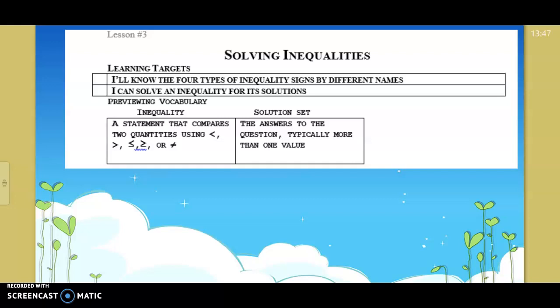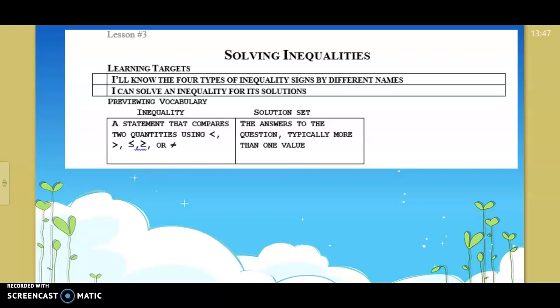All right, so we got solving inequalities on the agenda today, and we're going to be talking about our learning targets of knowing the 4 types of inequalities and knowing them by different names. So there'll be a few different ways to call them, and you'll be able to solve an inequality for its solutions. Some vocabulary. Obviously, what's an inequality?